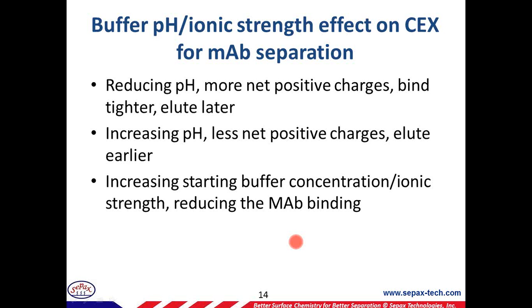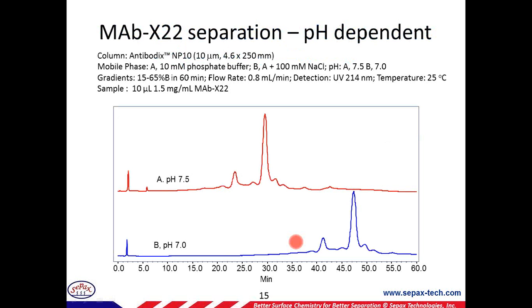Increasing the starting buffer concentration will definitely also reduce the mAb binding, so they elute earlier as well. Here's the first example with the pH dependence. We're using the Antibodix 10 micron column here. The buffer system is 10 millimolar phosphate, with some salts in the B. The pH we're showing here is pH 7.5 and 7.0.